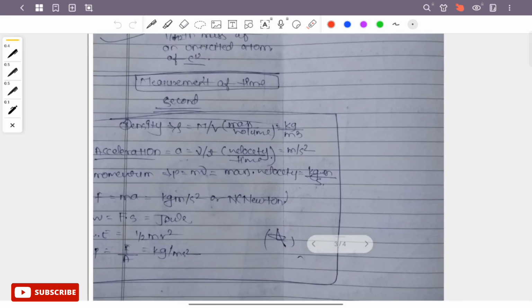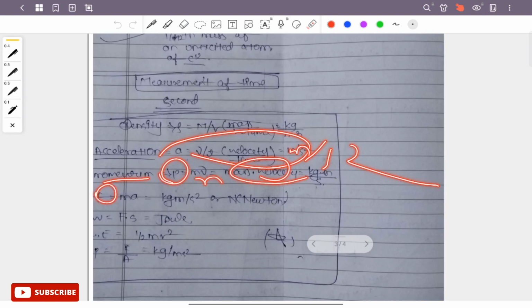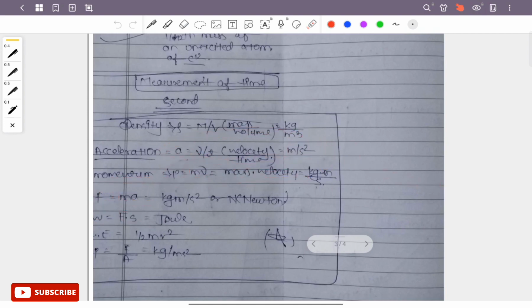Acceleration is equal to velocity upon time, and its unit is meter per second squared. Momentum, denoted by p, is equal to mass into velocity. Force is mass into acceleration. Work is force into displacement. Kinetic energy is equal to half mv squared. And pressure is equal to force upon area, which is equal to kg per meter second squared.